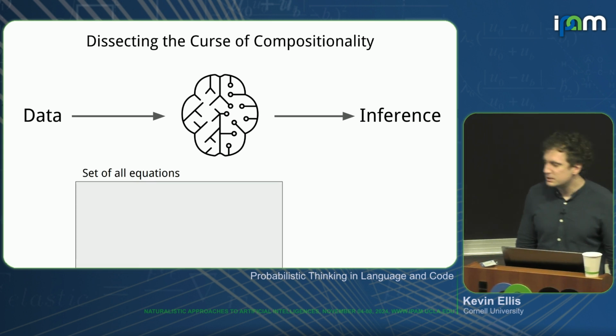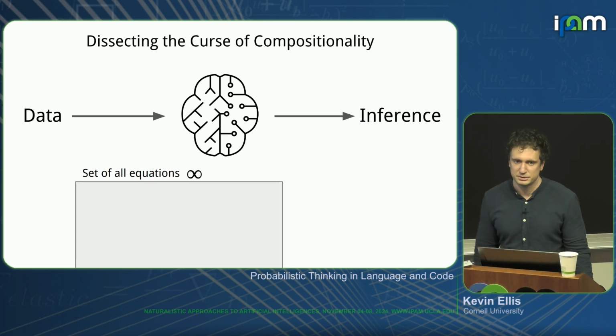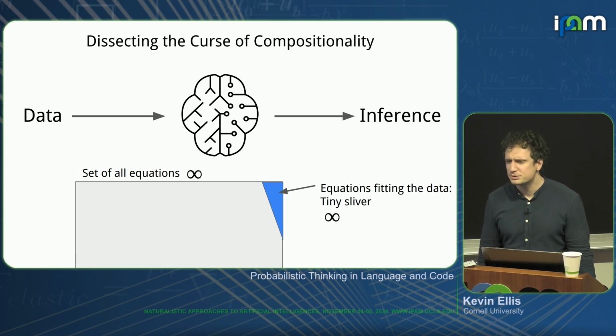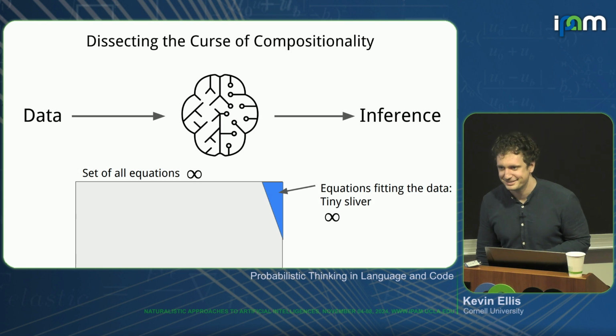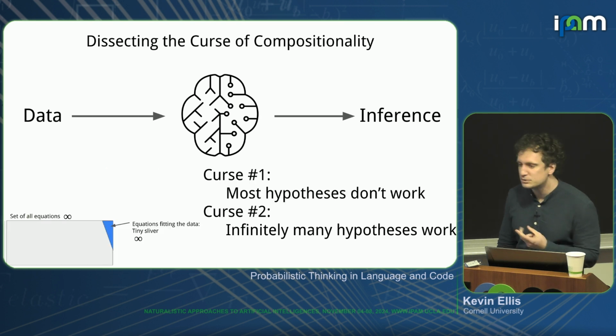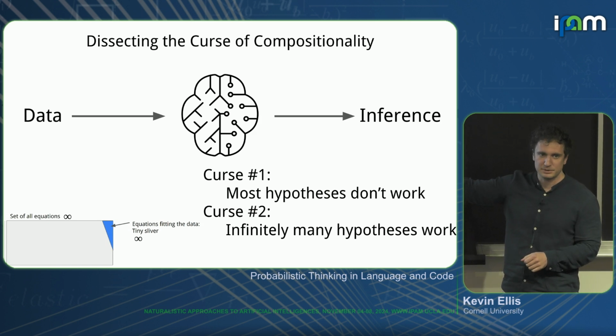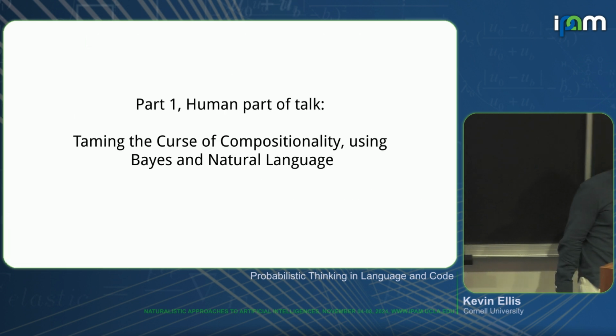And so this is tricky because there are infinitely many possible equations. Hardly any of them fit the data. And to make matters worse, infinitely many of them fit the data. So the curse is really two things. One is that most things don't work and infinitely many things work. And this is really the curse of compositionality.